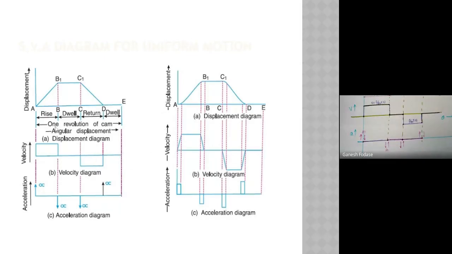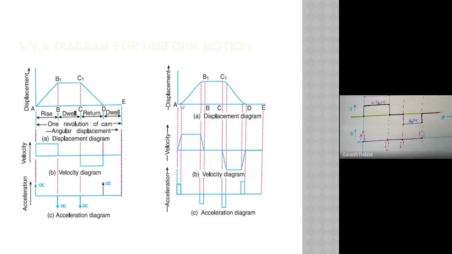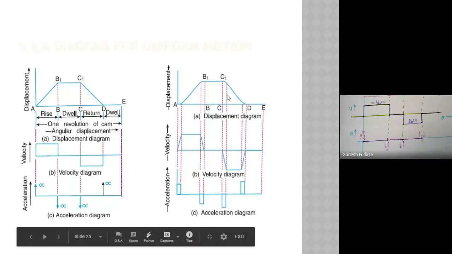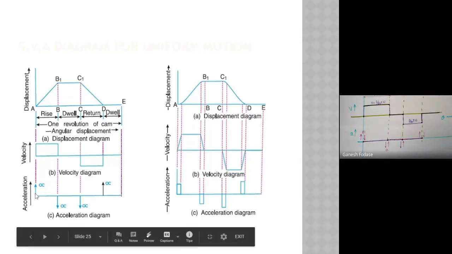Now, in order to avoid infinite acceleration, observe this portion. The beginning of the curve is modified. You can see the difference in both diagrams. This one is the modified diagram, and this one is the simple diagram. So, what change do you observe in the displacement diagram? You observe the start and end portion. And why start and end? Because to avoid this problem. At the beginning of the stroke and at the end of the stroke, this acceleration is infinity.